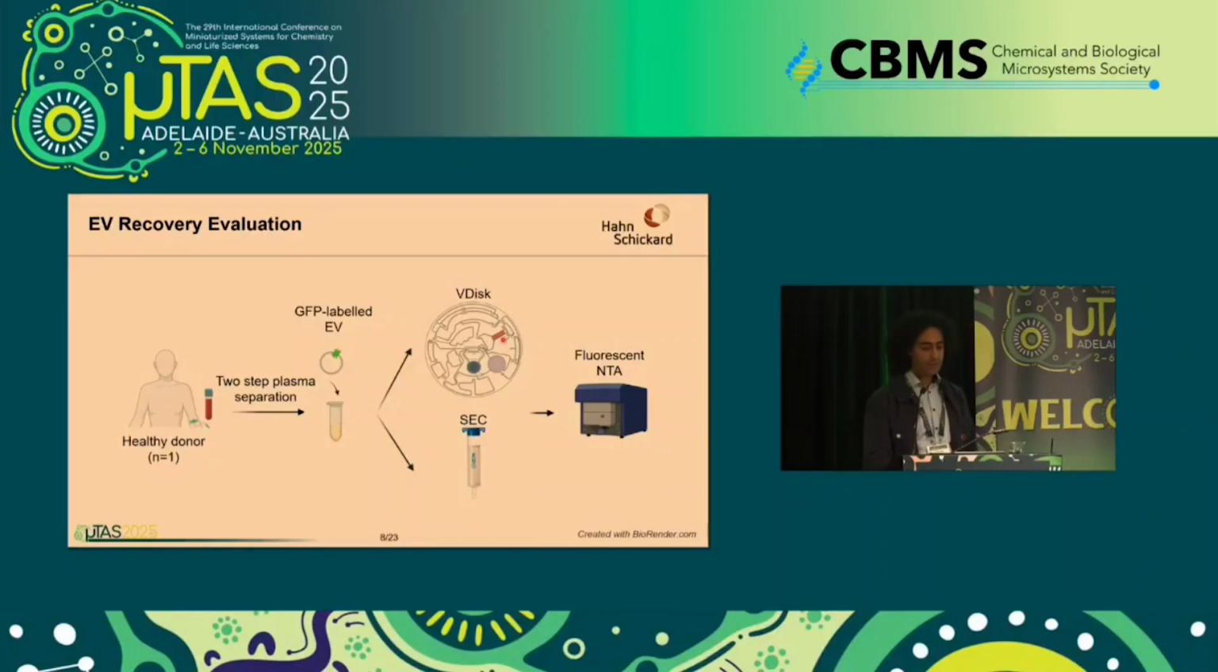To answer this question, we collected samples from a healthy donor and spiked the sample with GFP-labeled EVs. We processed the sample using the VDisk and also size exclusion chromatography, as a kind of standard method for EV separation from plasma samples. At the end, we measured the isolate using fluorescent NTA on the same day of the isolation to prevent any freeze-thaw cycles which might damage the EVs.